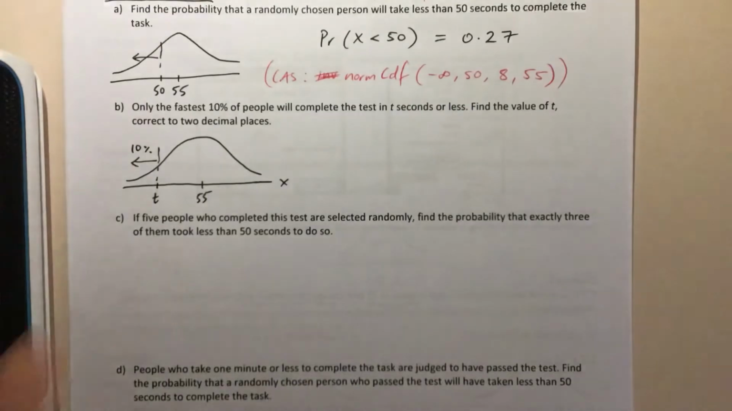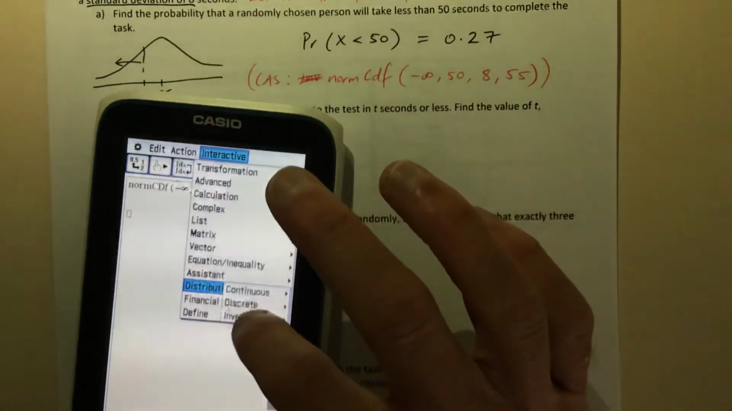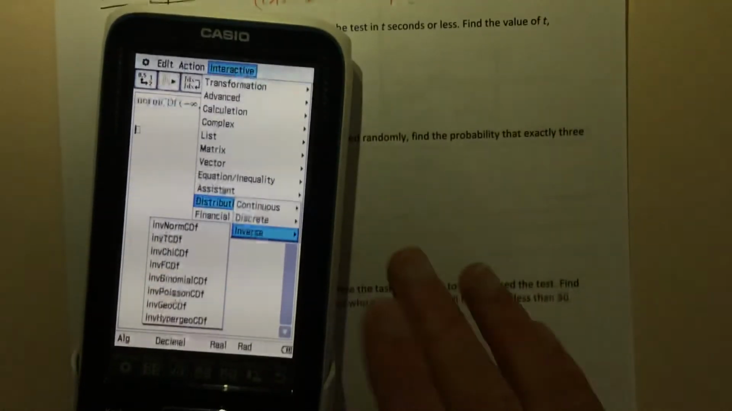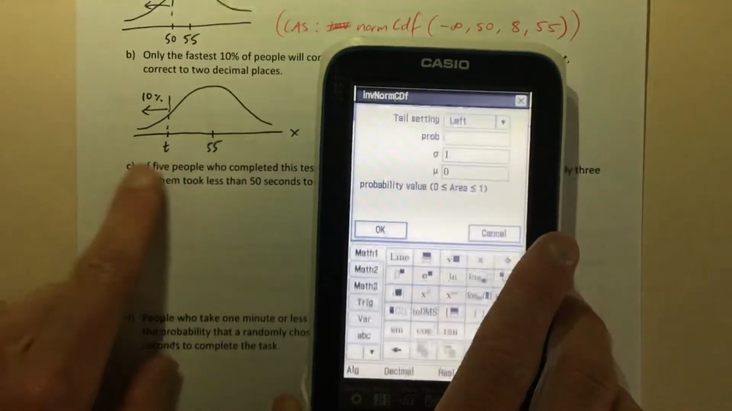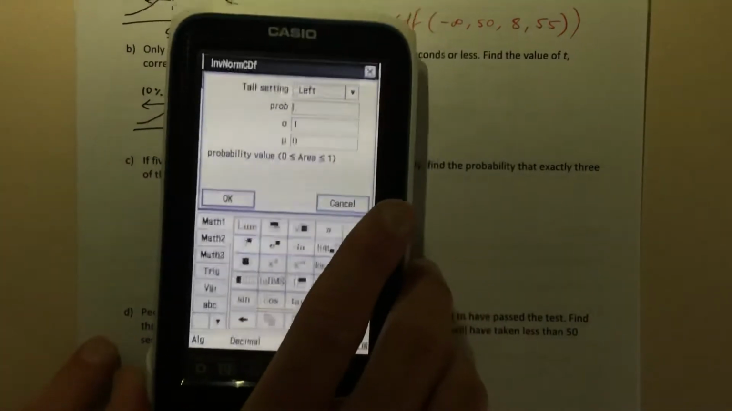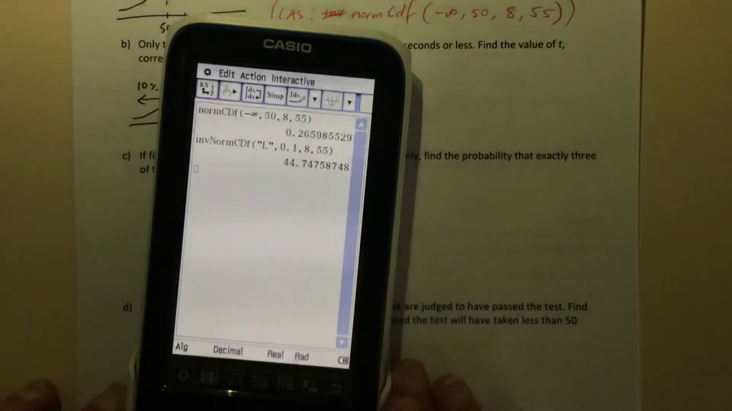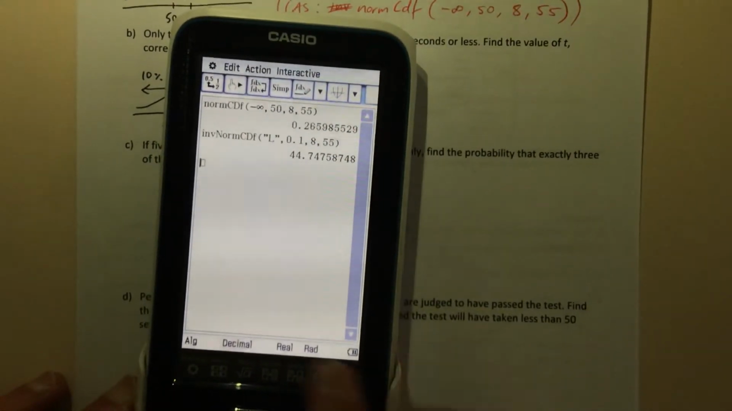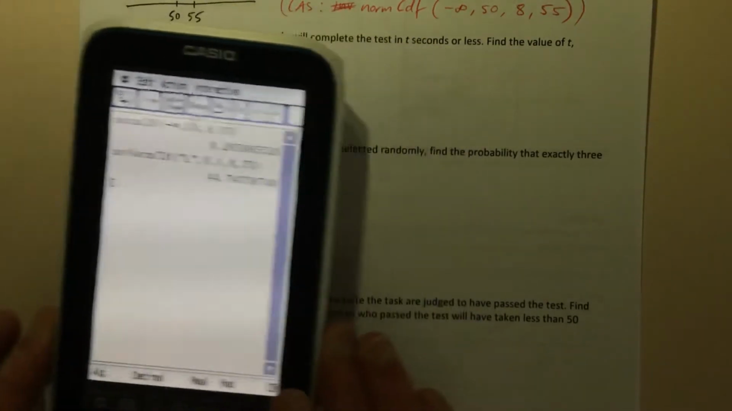And so that's going to be interactive, distribution, inverse, and then inverse norm CDF. So from our little sketch, the tail setting's left because the probability is to the left of a particular value, or the proportion is to the left of that value. So it's 0.1. The standard deviation was 8, and the mean was 55. And so our time value is 44.747, which is 0.75 when we round it to 2 decimal places.